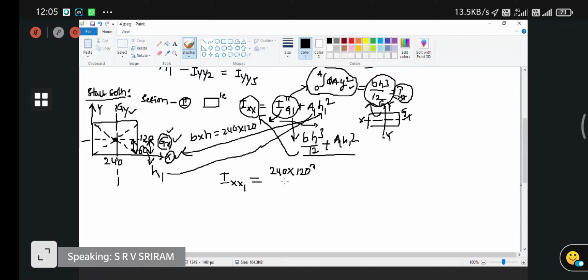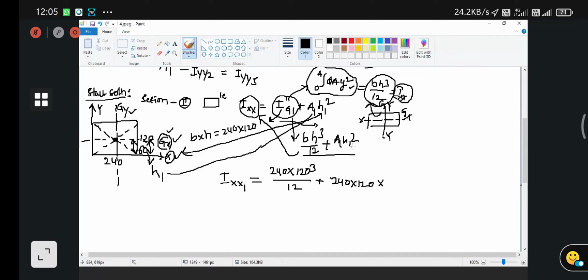Whole divided by 12 plus the area of the first one, which is nothing but our rectangle only. So the area of the first section is how much? 240 into 120, b into h. And h1 whole square. h1 is now what? h1 is the perpendicular distance between two parallel axes.